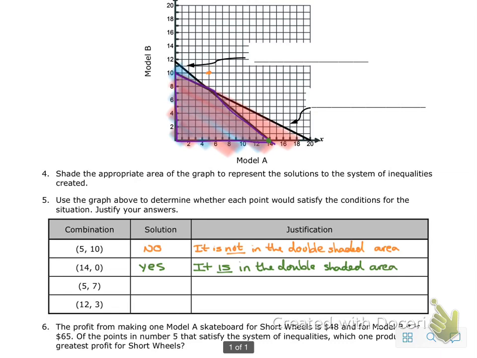Next one I'll do in purple. So we have 5, 7. The point 5, 7 is over 5, up 7. That is right here. Is that in the double shaded area? Definitely. That definitely is. So that is a yes, because for the same reason as the green, it is in the double shaded area.